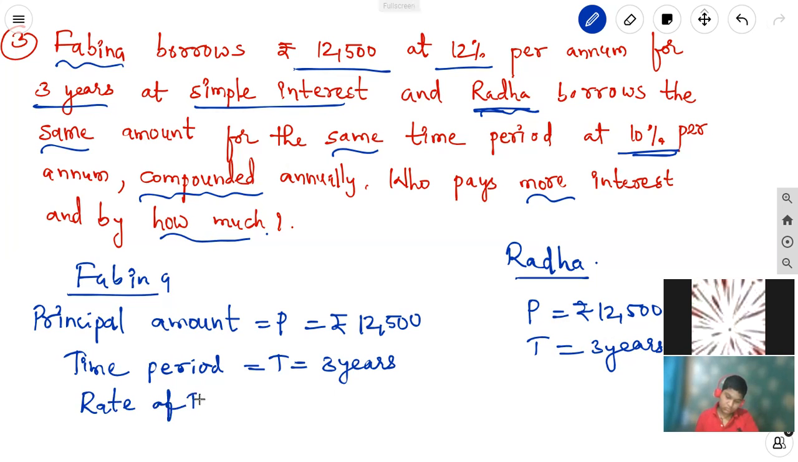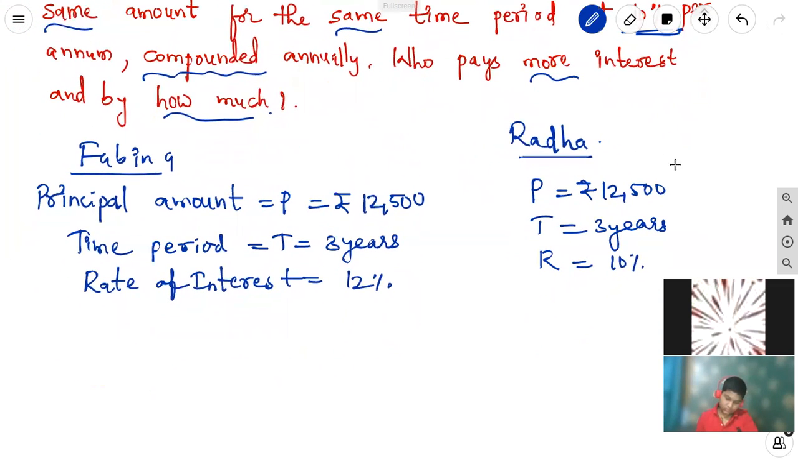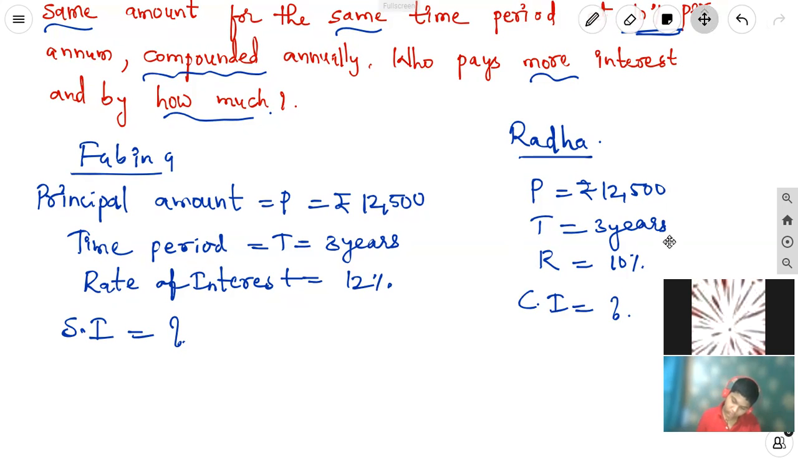Next, the rate of interest is different. The rate of interest of Fabina is 12%. The rate of interest of Radha is 10%. But here, the interest is also different. We can calculate the interest. Here, simple interest equals how much? Compound interest equals how much? Who pays the more amount?